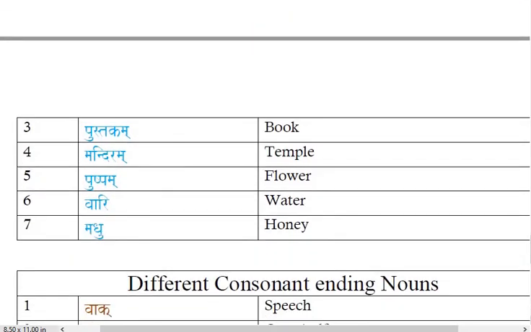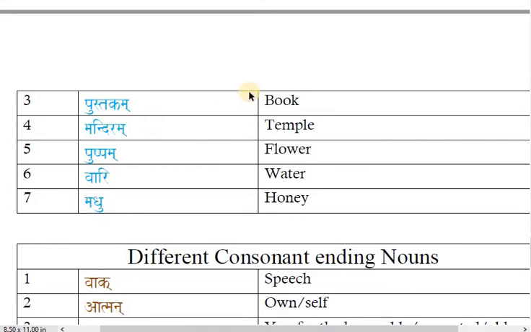We are having some more in neuter. Pustakam means book, Mandiram, temple, Pushpam. Now here you read this word. This is ending with I sound. Vari, that is neuter, water. Madhu ending with U, and honey. See here student, Madhu is a neuter word, that means honey.